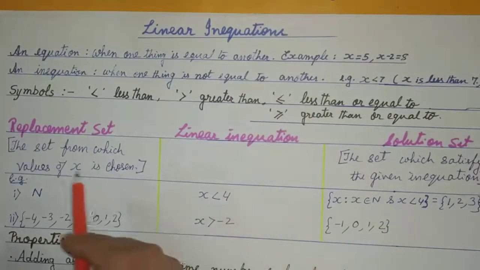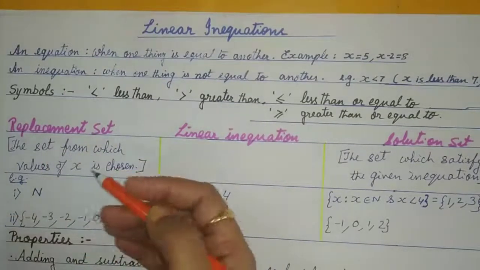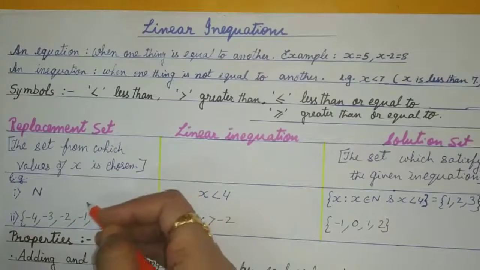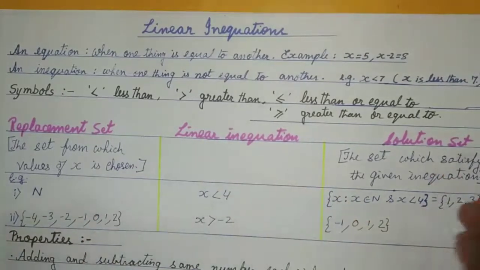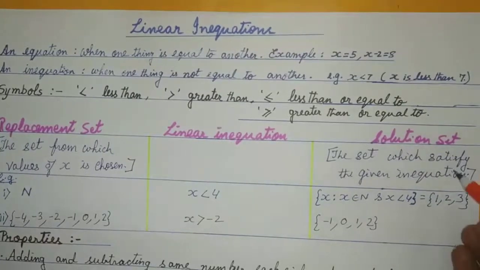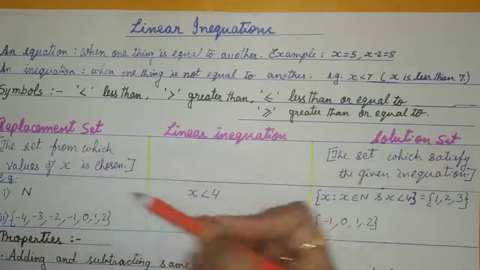Now we come to the replacement set. That means the set from which the value of x has to be chosen. The inequation will be given to you which you have to solve, and the solution set is the set which satisfies the given inequation, and you have to select the answer from the replacement set.